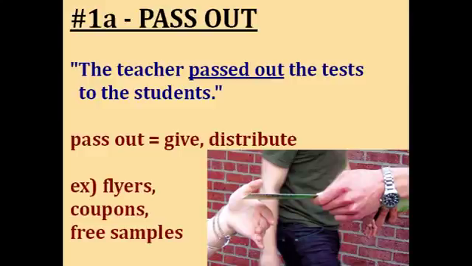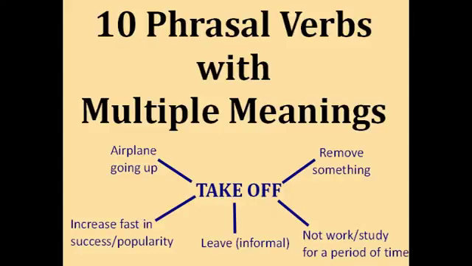Right, this is an easy one. Pass out thing, for example, take off your jacket or take off your shoes. And we have 3 more meanings. Take off can mean increase fast in success and popularity. For example, if a new video game takes off, it means that a lot of people start using and playing the video game. Take off is also an informal way to say leave.